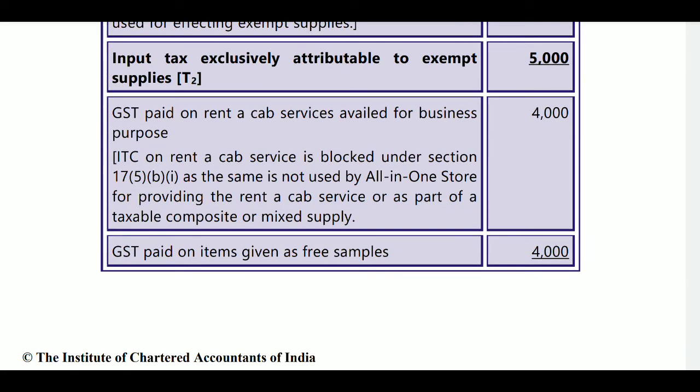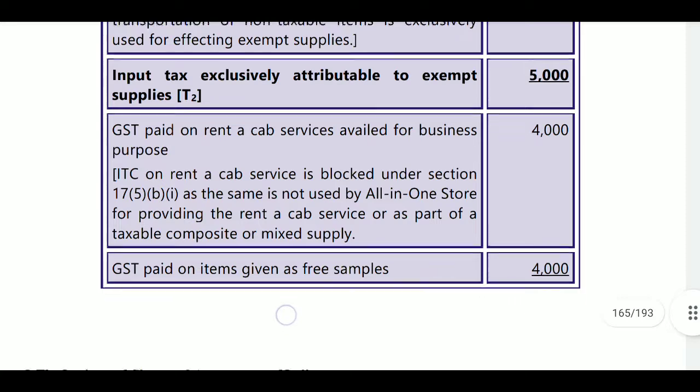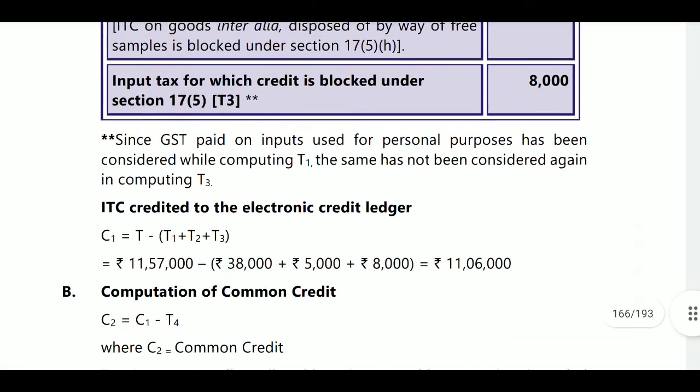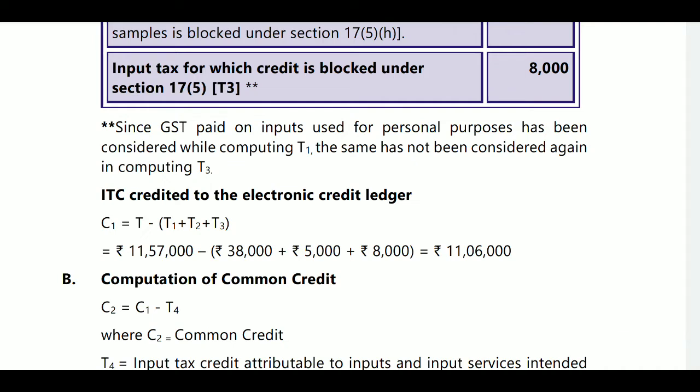Next T3, what is the T3? It is blocked credit. Blocked credit means free samples and rent-a-cab. So rent-a-cab and free samples will be blocked credit: 4,000 for free samples and 4,000 for the cab, total 8,000. Since GST paid on inputs used for personal purpose has been considered while computing T1, that same has not been considered again in computing T3.